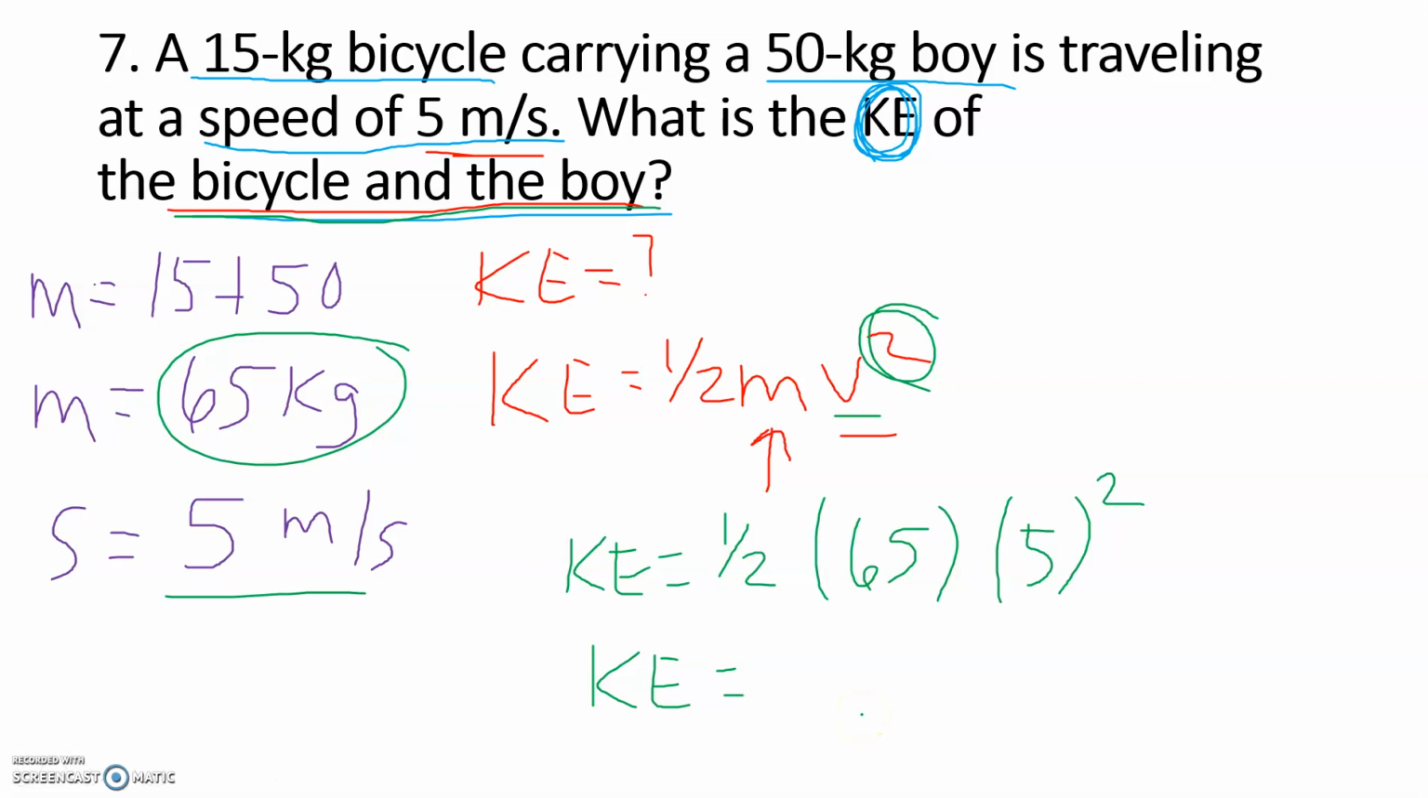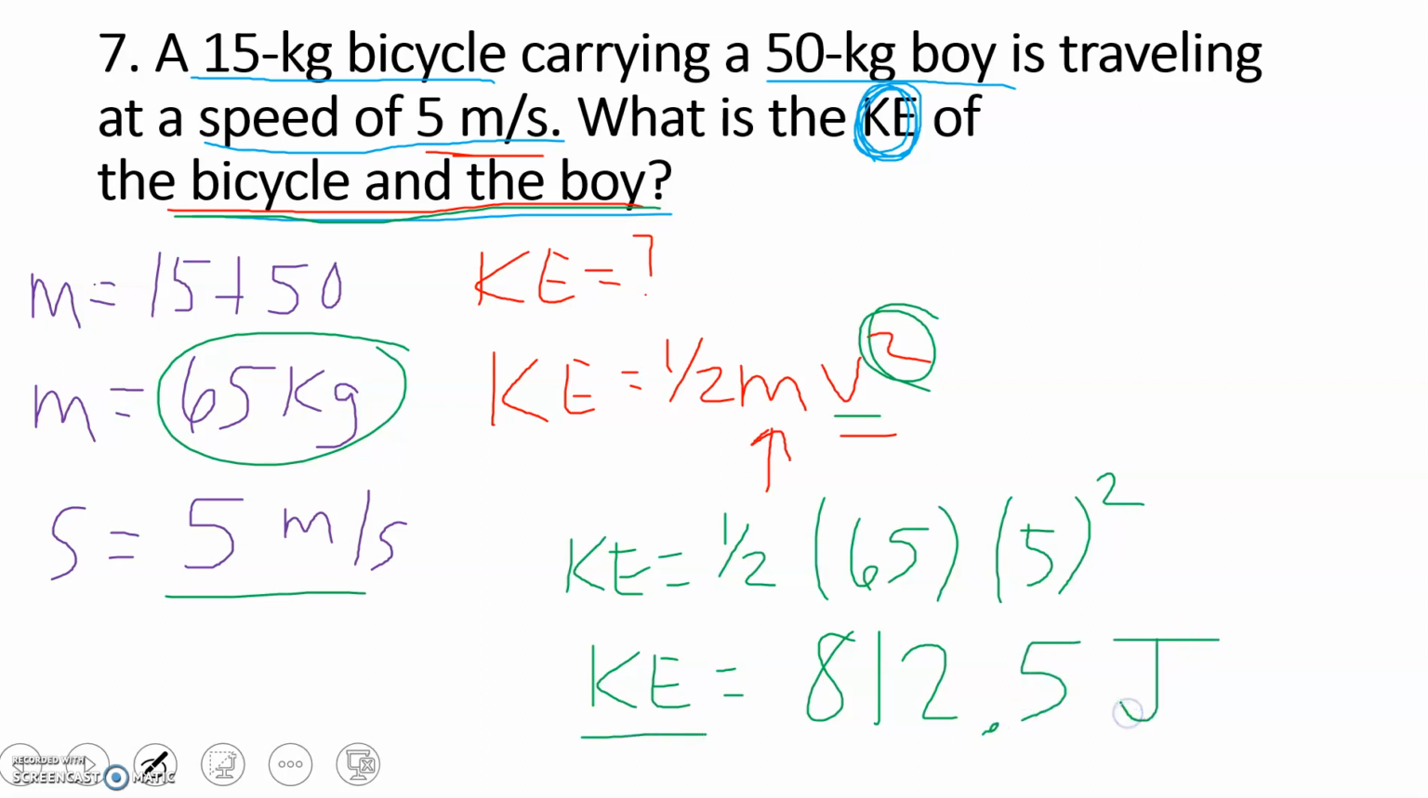All right, and remember to be careful as you type these into your calculator. You only want to square the 5, not the entire thing. So maybe do the squared part first. So 5 times 5, 25. Then multiply that by 65, and then half it. So you should be getting 812.5. And again, we're talking about kinetic energy, so joules. Energy is measured in joules.